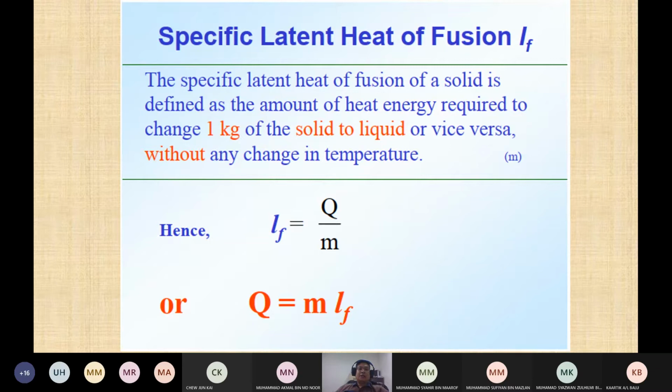How to calculate the latent heat of fusion? The specific latent heat of fusion of a solid is defined as the amount of heat energy required to change 1 kilogram of the solid to liquid, or vice versa, without any change in temperature. So LF, the latent heat of fusion, equals Q over M, where Q is the thermal energy and M is the mass, 1 kilogram. Or we can change the formula to calculate Q: Q equals M times LF.